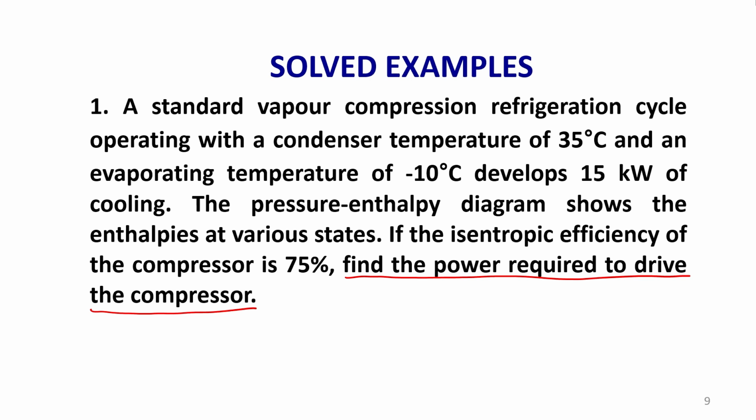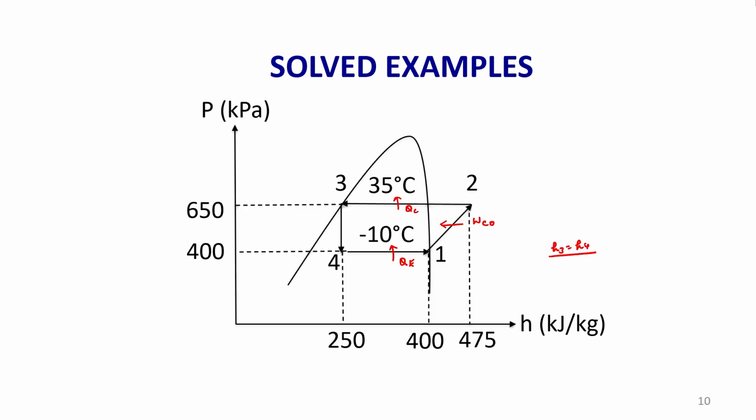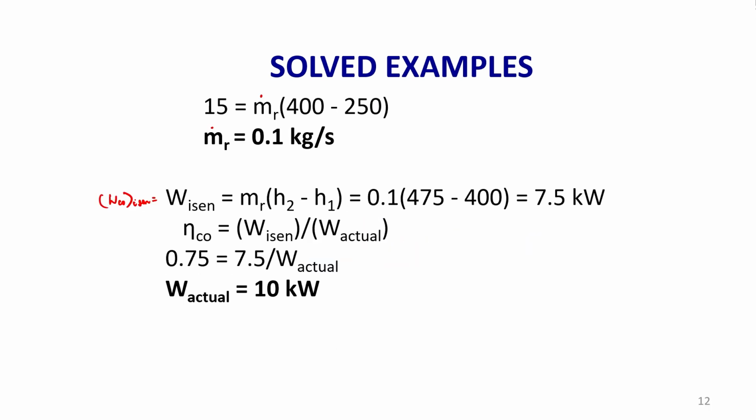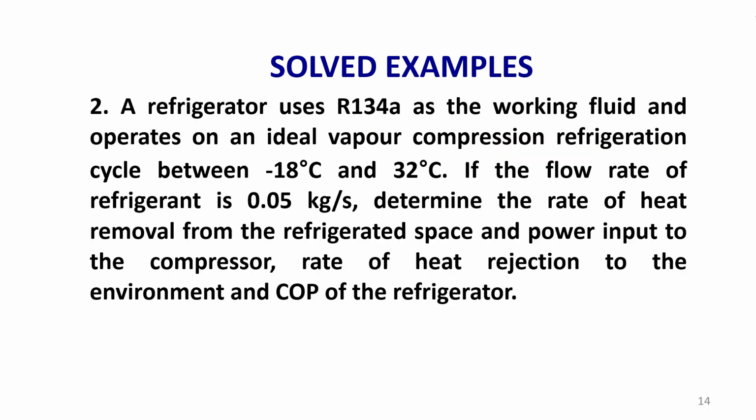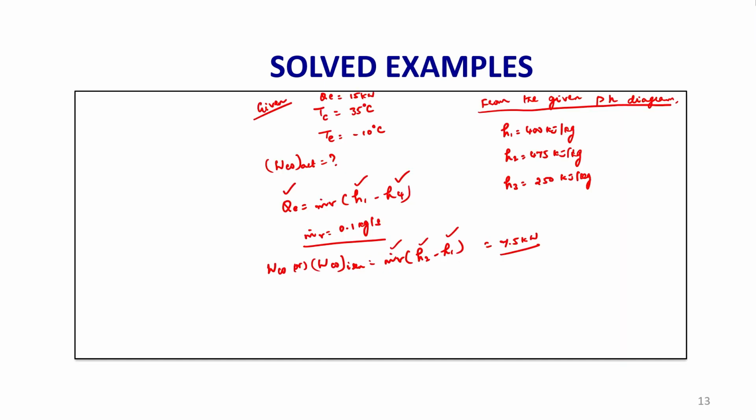This is the theoretical power requirement for the compressor, but the efficiency of the compressor is not 100%. It is given that the isentropic efficiency of the compressor is 75%. That means the actual power consumption will be more. When you divide the power requirement for the isentropic process by the actual, it will be less than one. So I will be using this formula: the compressor efficiency is isentropic work done divided by actual work done.